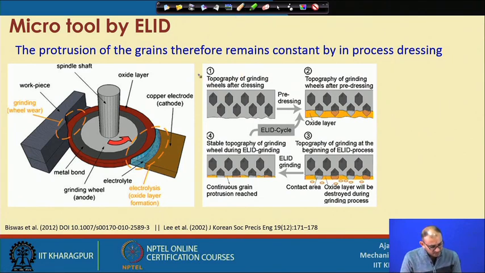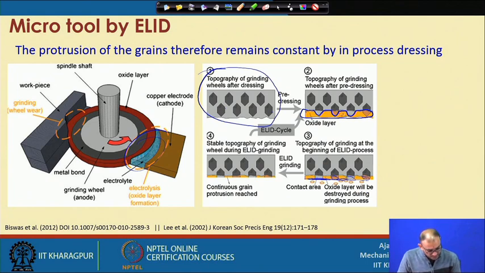This is the initial topography of the grinding wheel after dressing. You have dressed it, and these are the particles. Now, because of this electrolysis, it creates an oxide layer on this. The material we are using here is oxide, so that creates an oxide film. This oxide is actually very weak compared to the parent oxide material. So, when you perform the ELID operation, it will remove this oxide film, and along with that it will dull out these particles also, correct.